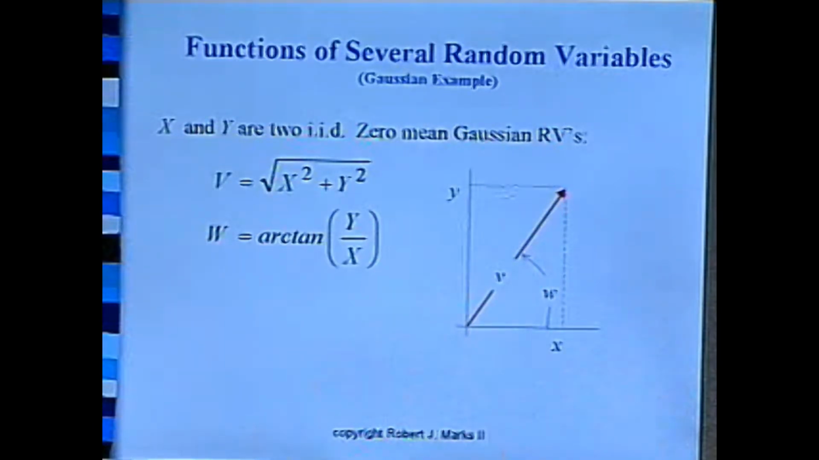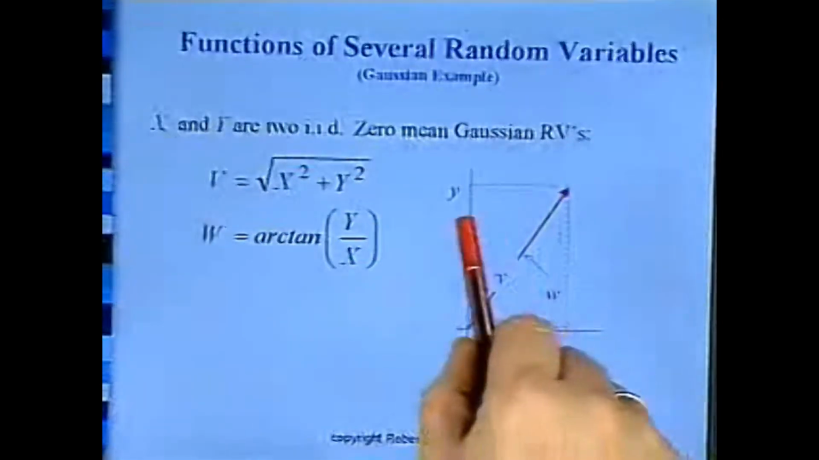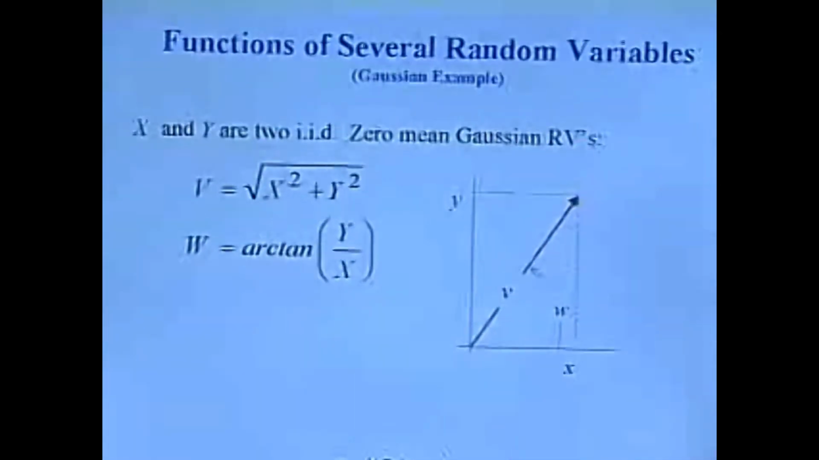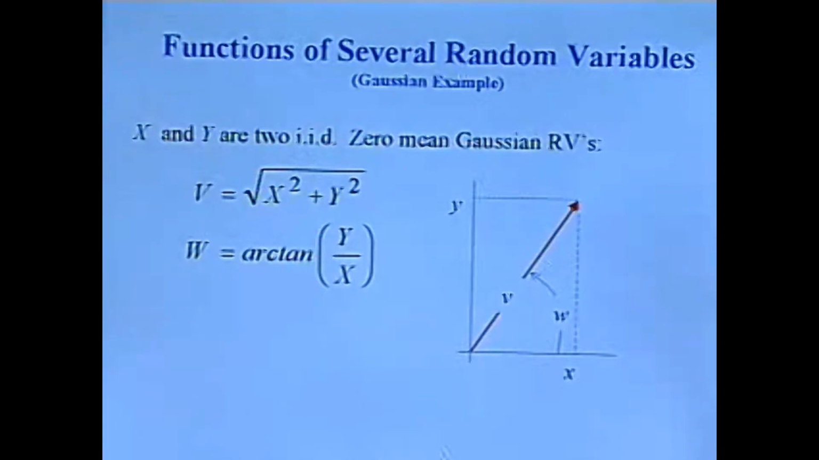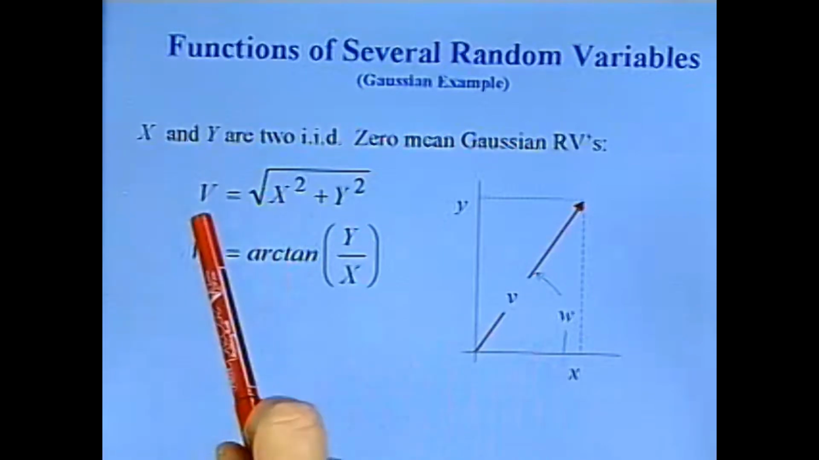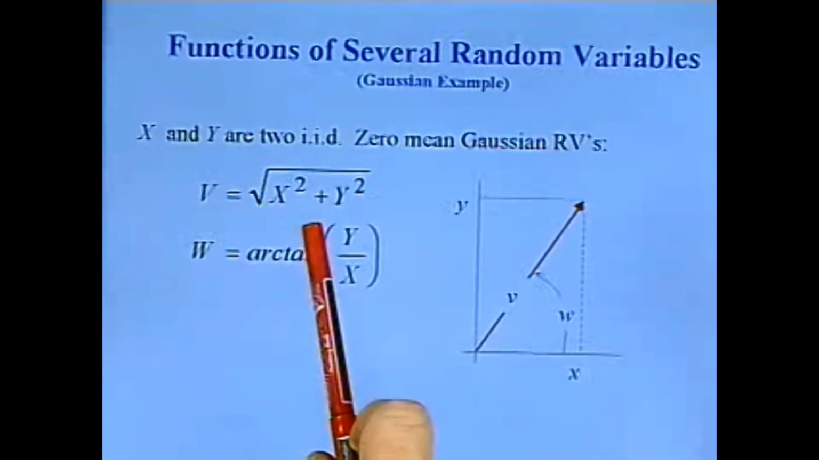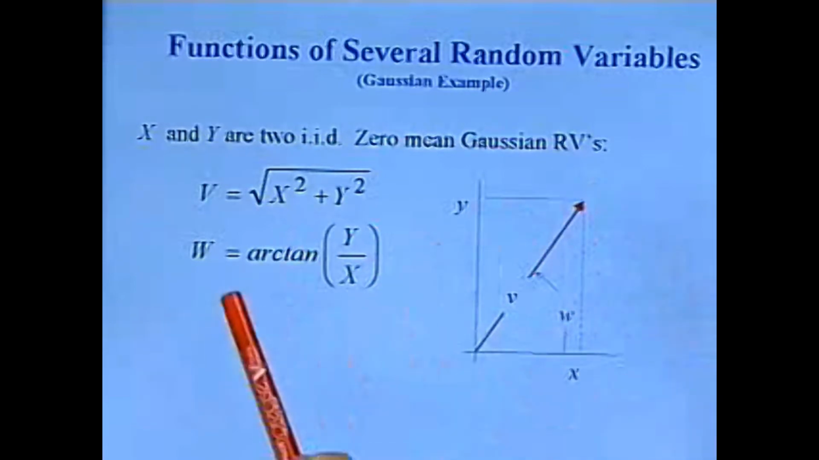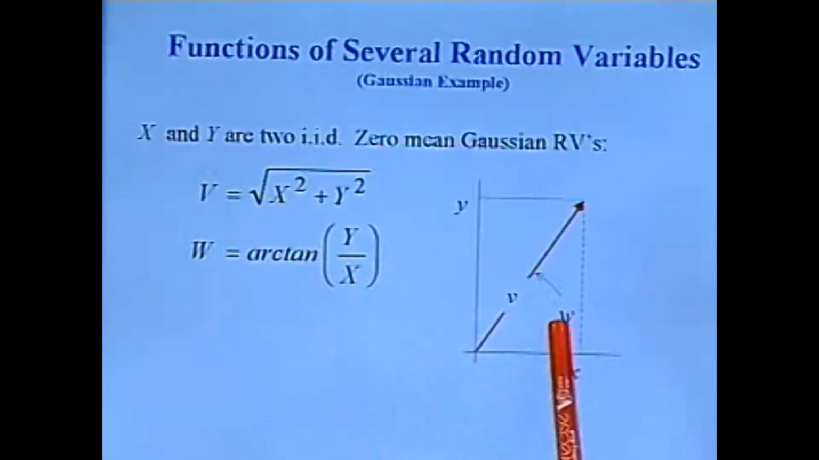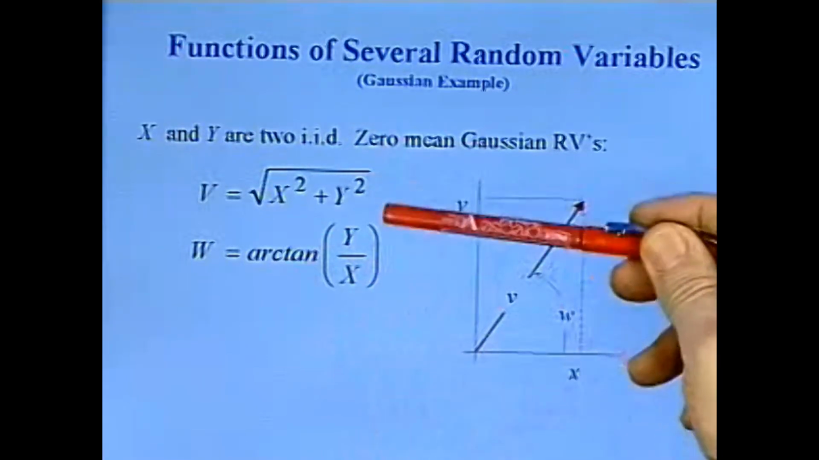Well, if it could go to the right or the left with the same probability and up and down with the same probability and they're Gaussian, you might expect w to be a uniform random variable from 0 to 2 pi. In other words, it would go one angle just as much as it would another angle. You might believe that. So anyway, this is what we're going to do. We're going to set v equal to the square root of x squared plus y squared, in other words, the magnitude of this, and w equal to the arctangent of y over x, which is the corresponding angle. So here are our two functions.